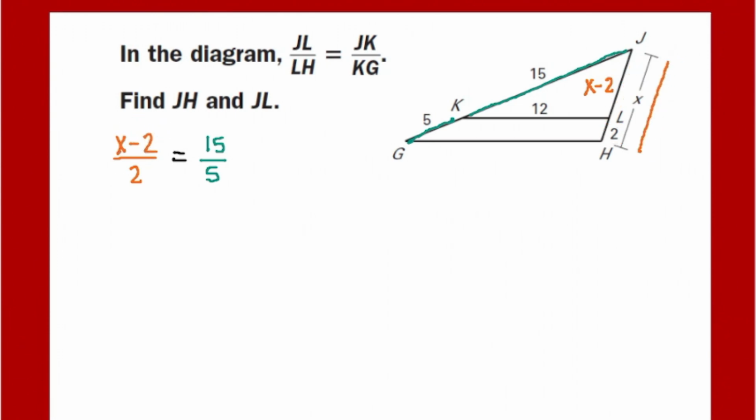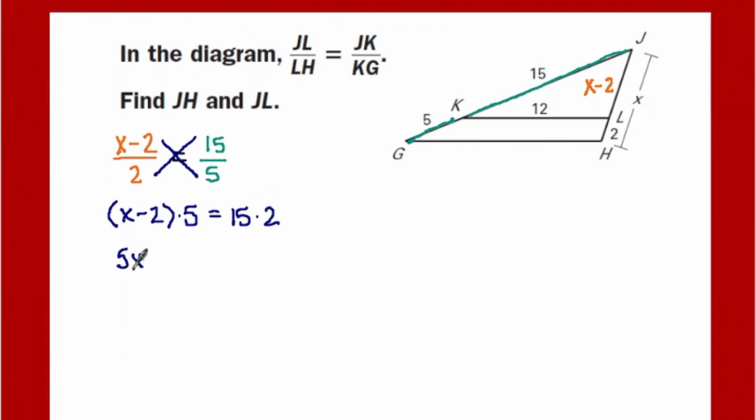Again, that's because that entire length is X, but 2 of it is already used up on this bottom piece. So X minus 2 would be the length of JL. Let's get to the solving. We'll do our cross multiplication. Remember to use those parentheses on problems like this. If we're taking X minus 2 times 5, you're going to have to use the distributive property.